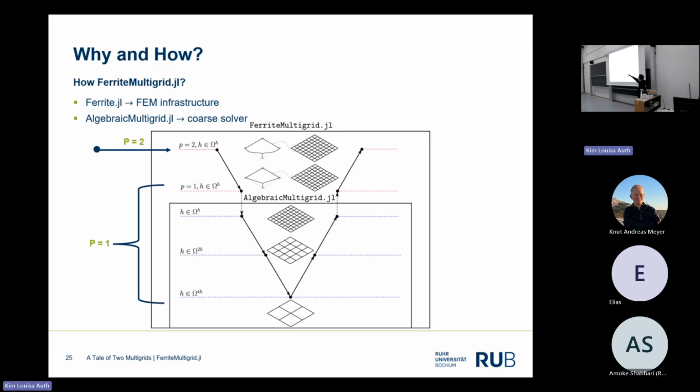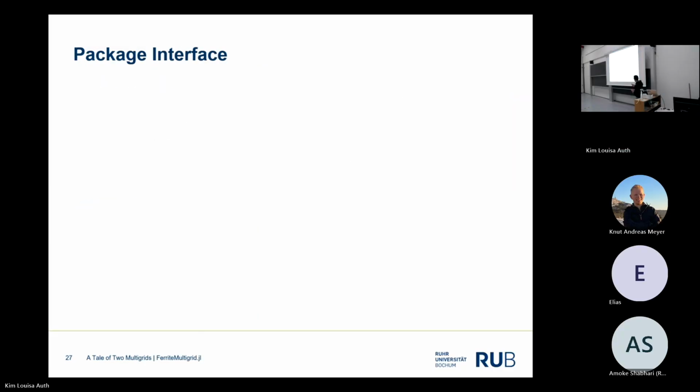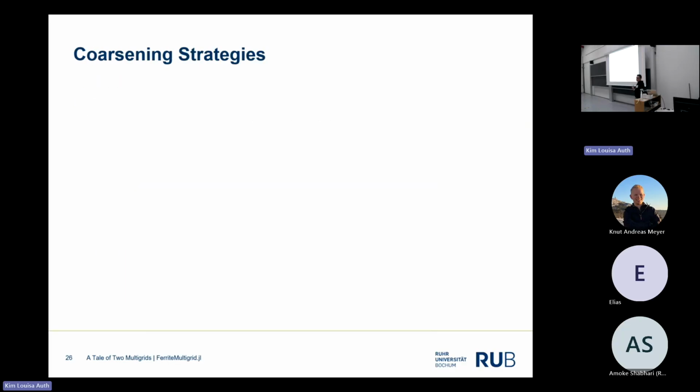So for instance, we start at our finest grid by using quadratic shape functions, and then we restrict it to first order polynomials as our approximation, and then we throw what we have to the algebraic multigrid solver, and this is basically the hierarchy of FerriteMultigrid.jl. But the question here is how to traverse the various polynomial finite element spaces. There are 2 coarsening strategies for doing so.